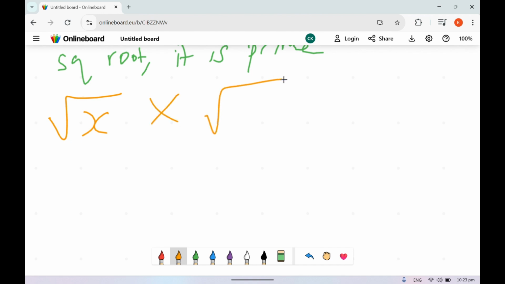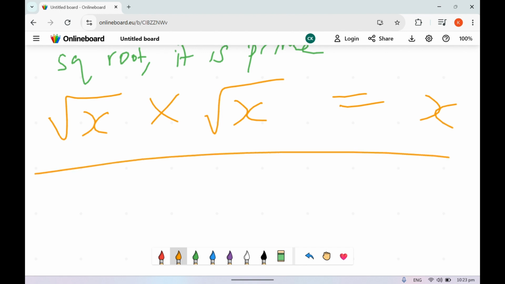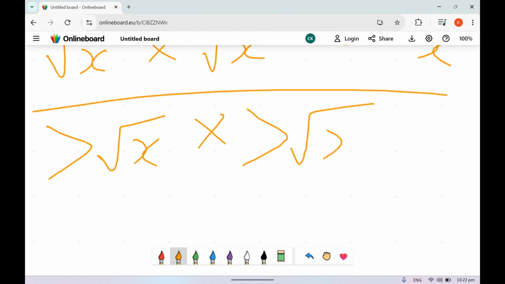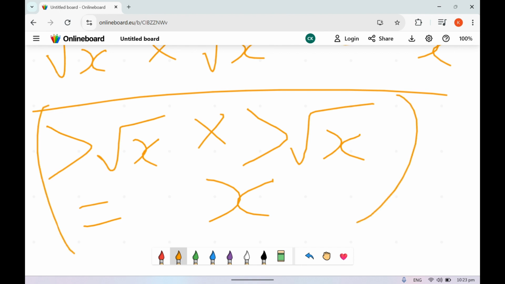Can we all agree on this? I think it's a no-brainer, right? Agree? Okay, now, here's the thing. Is it possible that I have a number which is greater than the square root of x, times another number that is greater than the square root of x, and yet I get x? Is this statement even possible?